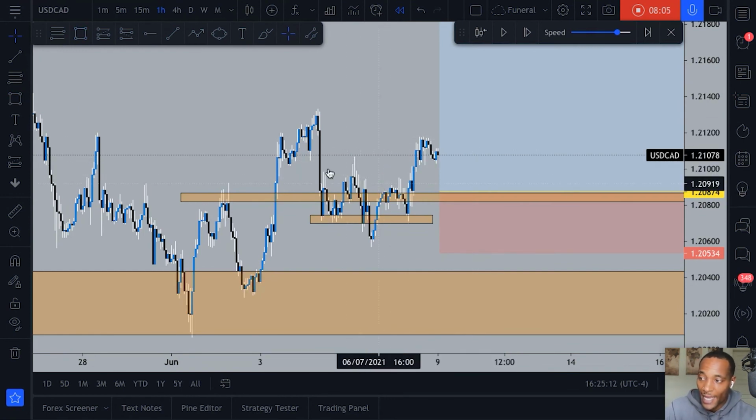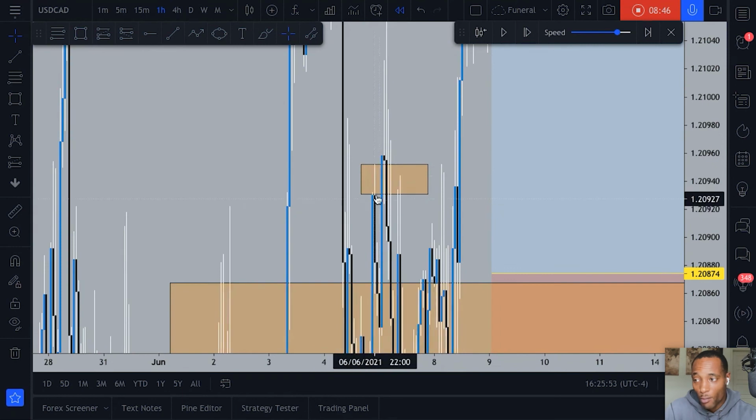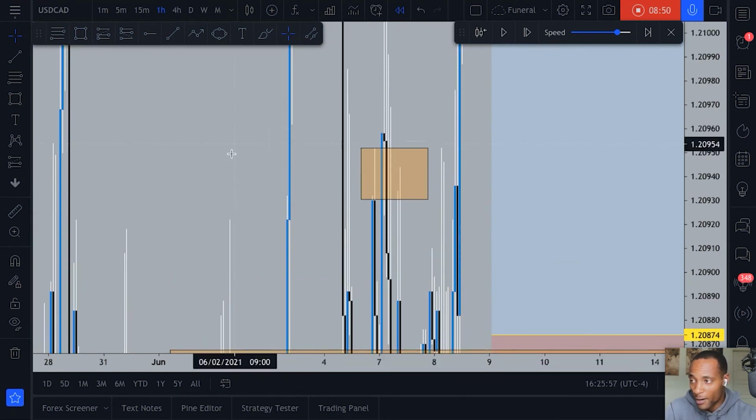The neckline should act as support because this is the level that we failed to break once. We broke it, came back into it, created a regular head and shoulders. Okay, so we found a level in the market. We broke the level just barely, but we did. Those are my rules. How do I know?